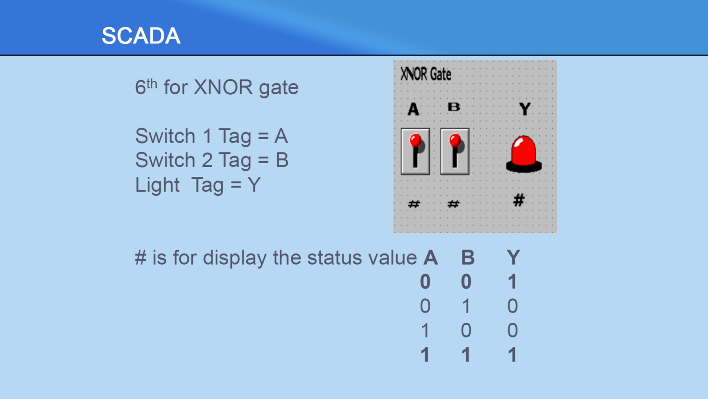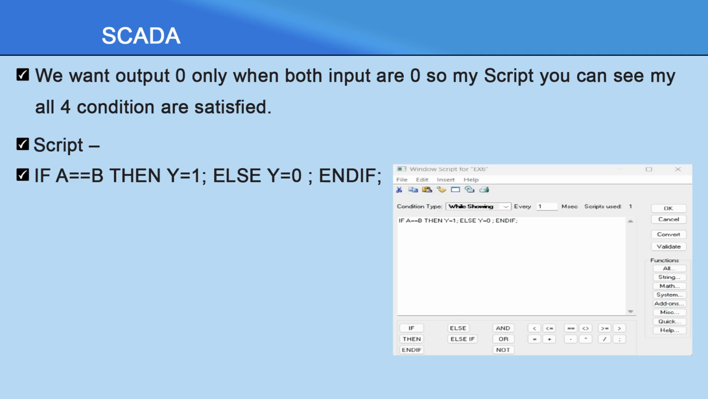Two switches, simple, the same components we have used. Here, what is the truth table, what is the condition? When both the inputs are the same, then we will get the high output. When both the inputs are different, meaning 0 1 or 1 0, we will get the 0 output. So when the inputs are equal, output is high. When the inputs are different, output is 0. So how can we write this in script form?